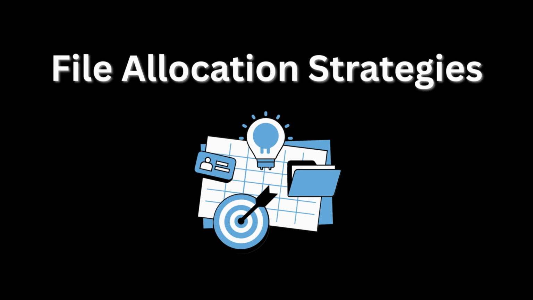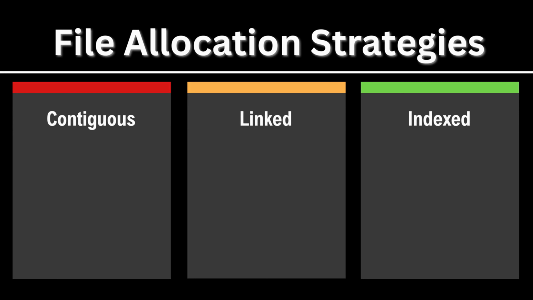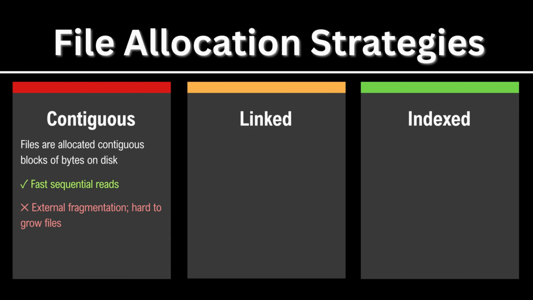The file system needs a way to allocate data blocks to a file, which we will cover under file allocation strategies. There are 3 approaches for file allocation: contiguous allocation, linked allocation, and indexed allocation. Contiguous allocation allocates all of the file blocks in a row on disk.